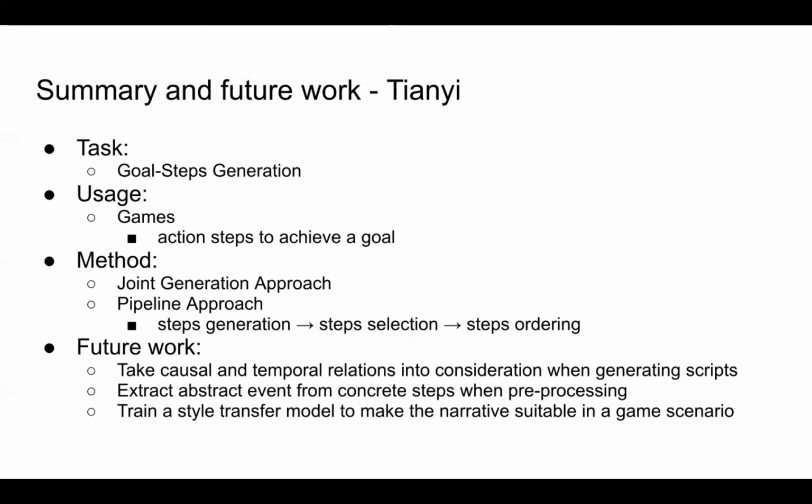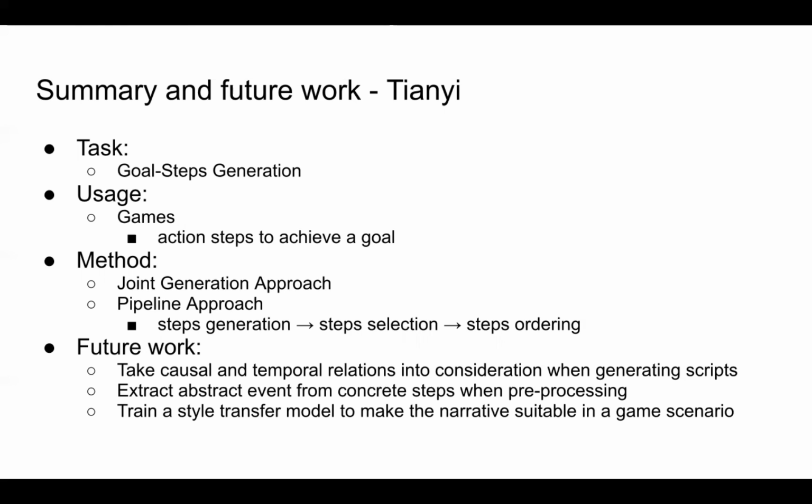One is a joint approach. That's where the model will generate steps and order them simultaneously. Another is a pipeline approach. That's where the model will generate steps, select steps, and order them in a sequential way. Then we tested the models on several different game goals, and we find that our model can create logically coherent steps, but the descriptions are a little dull and boring.